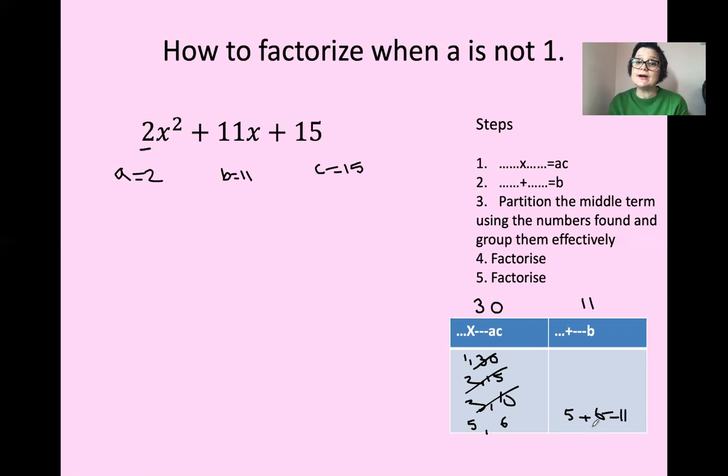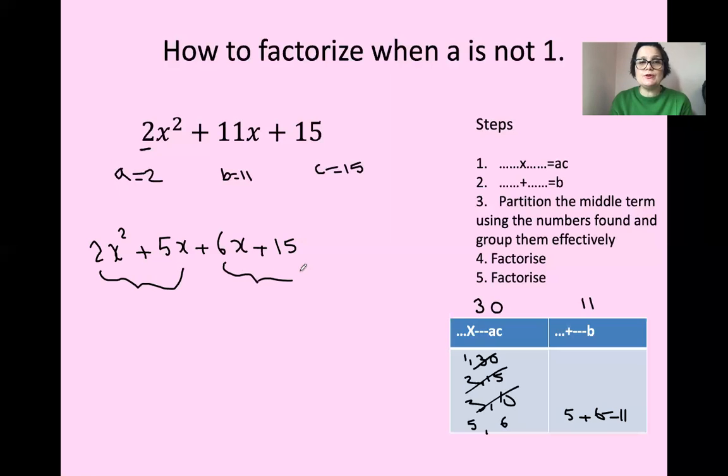So these two factors are the numbers that I'm going to use to split 11x. So this is what this expression is going to look like: 2x to the power of 2 plus 5x plus 6x plus 15. Now, it doesn't matter what order. You can put 5x like I did and 6x next, but you can put 6x first and 5x next. Okay? It doesn't matter.